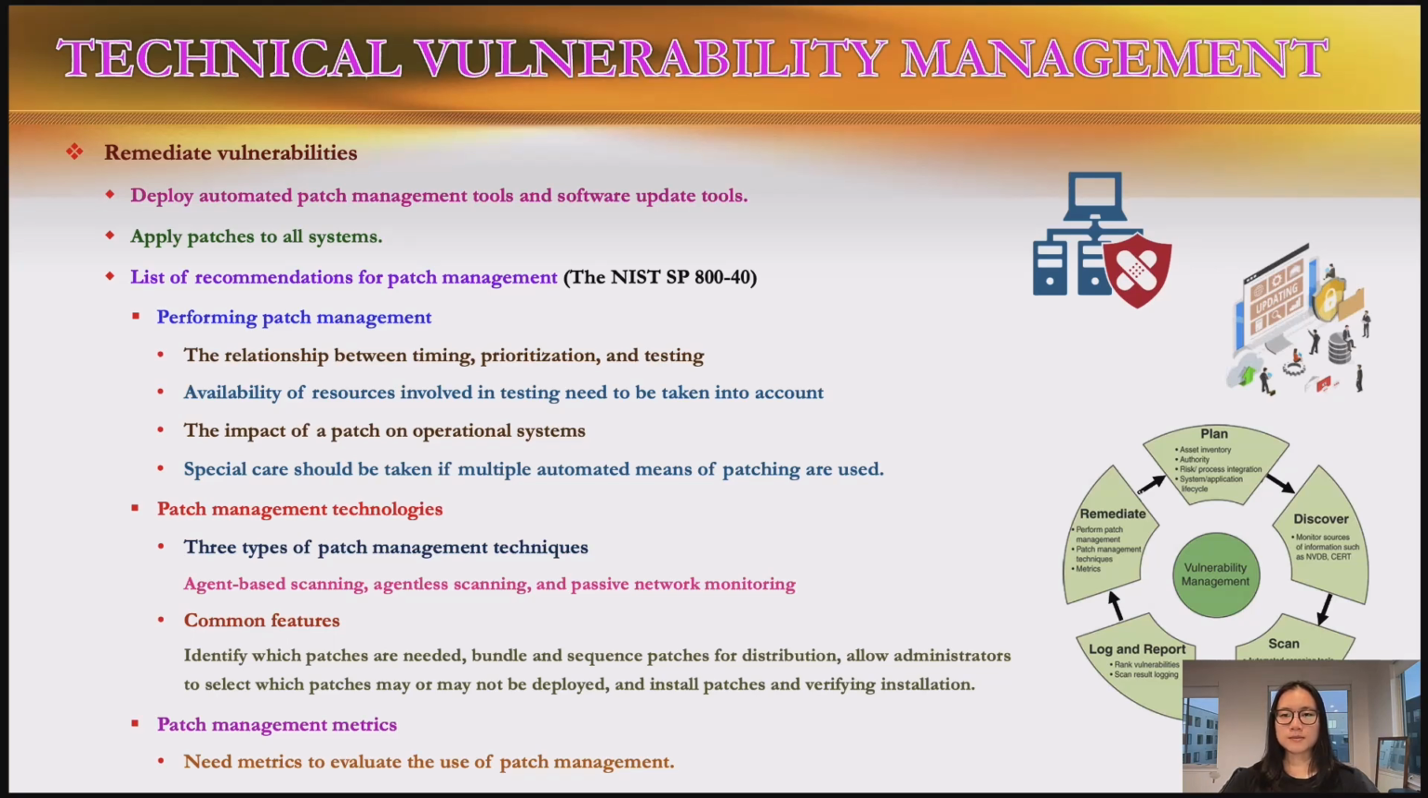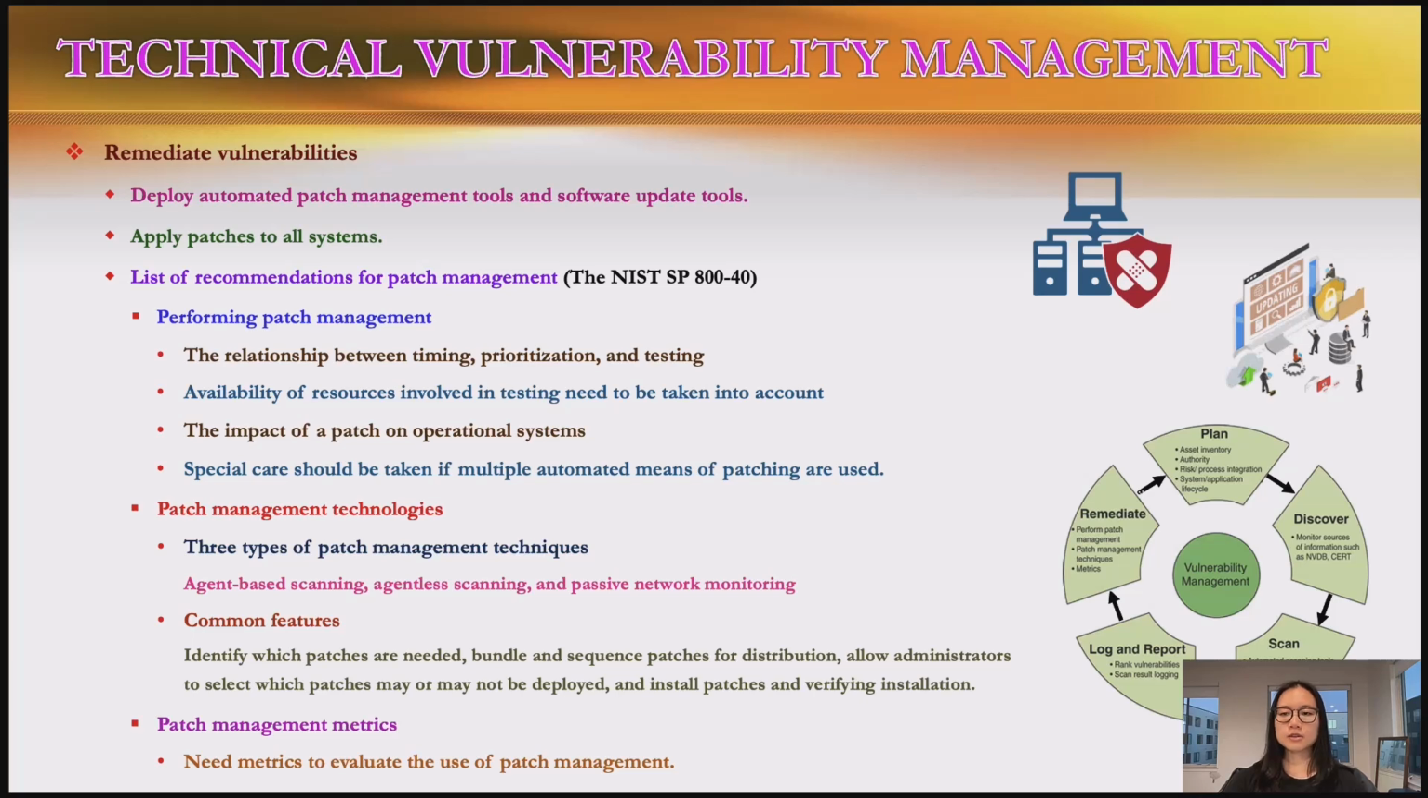Agent-based scanning requires an agent running on each host to be patched with one or more servers. The servers manage the patching process and coordinate with the agents. On the other hand, agentless scanning uses one or more servers that perform network scanning for each host to be patched and determine what patches that host needs.